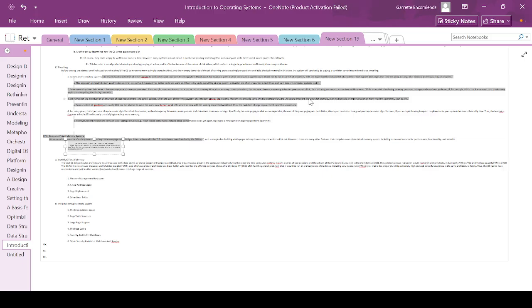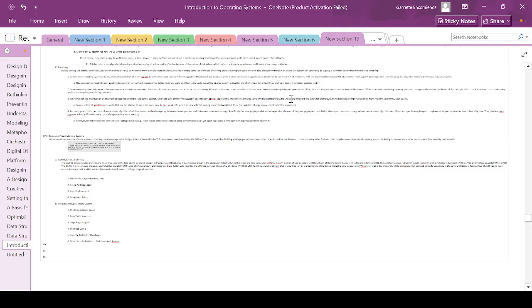But there's a downside to it. While successful at reducing memory pressure, this approach can have problems, if, for example, it kills the X server and thus renders any application requiring the display unusable. So sometimes it can kill the display because those processes are usually the memory-consuming processes.